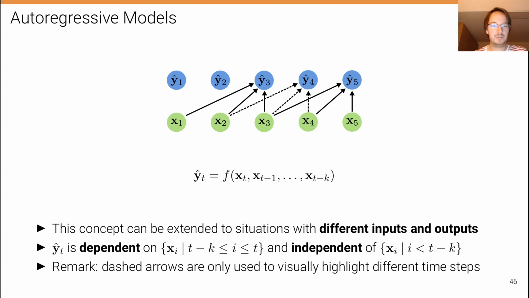Now, with a little abuse of terminology, we can extend this concept of autoregressive models that predict their own next value to the situation that we have been looking at for sequence modeling, where the outputs and the inputs are different. In this case, we have the inputs in green and the predictions, the outputs, in y, and we have the prediction at time t depending on the inputs at time t, t minus 1 and t minus 2, all the way until t minus k. So in other words, yt is dependent on xi, where i is bigger or equal than t minus k and smaller or equal than t. And it is independent of all xi where i is smaller than t minus k. In this example, y5 is independent of x2 or x1.